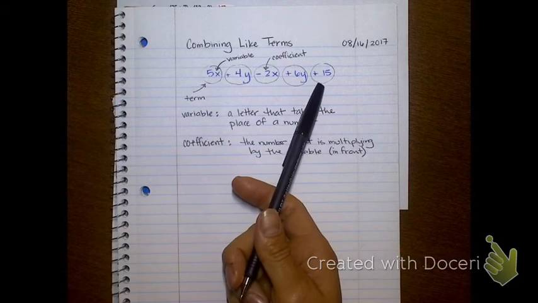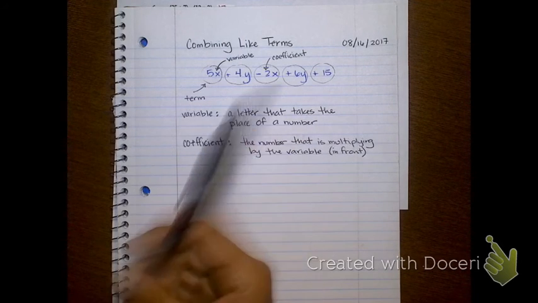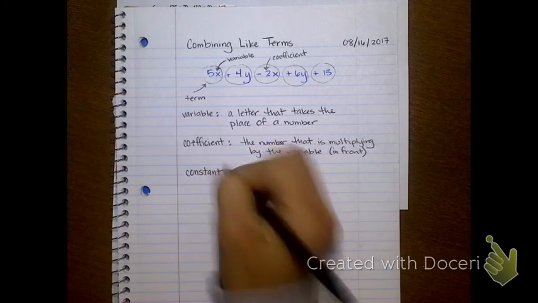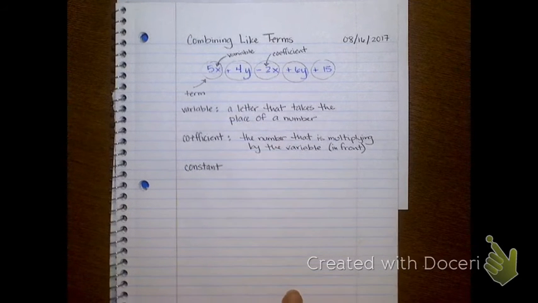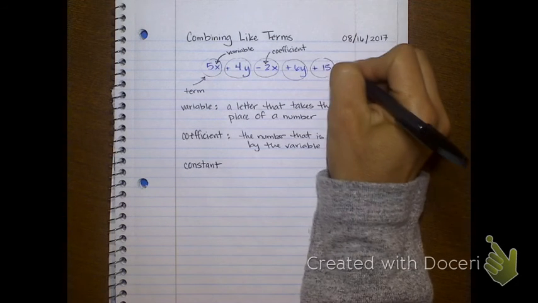Whole. This one is a whole number because it's positive. But specifically, we're going to call it a constant. Do you guys remember learning that before? Yeah? Okay. So a constant. All right? So 15 is what we call the constant.